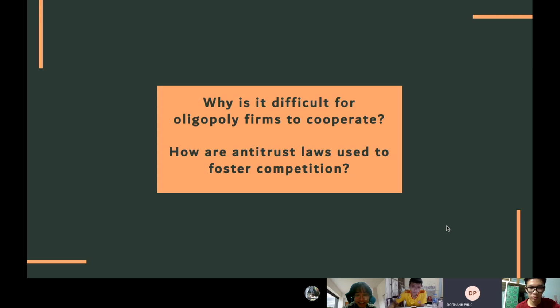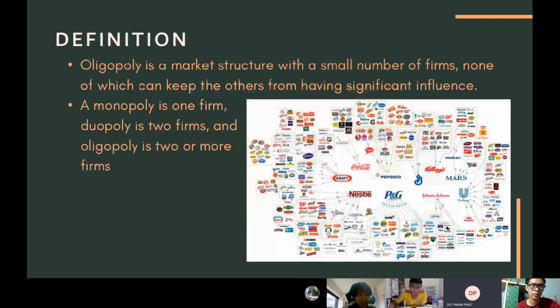First of all, let's talk about the definition of oligopoly. Oligopoly is a market structure with a small number of firms, none of which can keep the others from having significant influence. So, as you can see, it's quite different from monopoly. Monopoly is just one firm that dominates the whole sector, while oligopoly has two or more firms that dominate the whole sector.